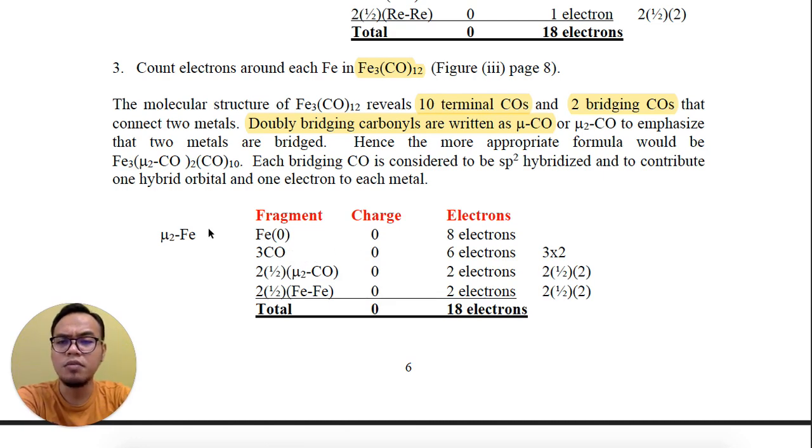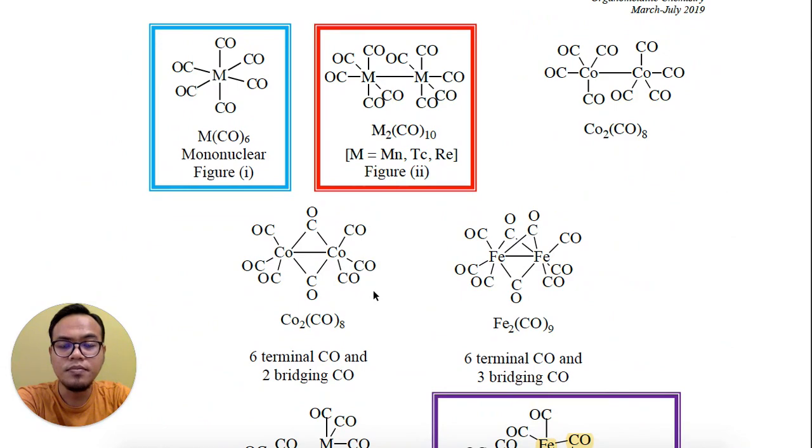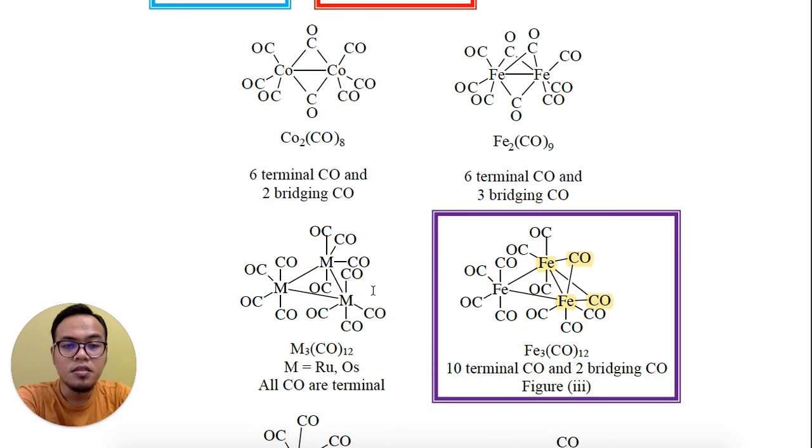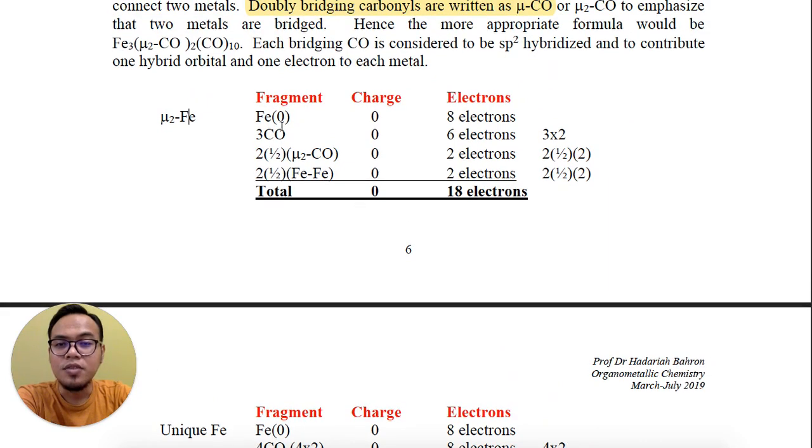So why 3 CO? Now remember, we are actually calculating the EAN for this bridging iron. So why is it 3? Now let us look at this figure again. Okay. So for this iron, this bridging iron, we have 1 bridging ligand, but we have 3 terminal ligands. So that's why we put it as 3 times 2. Okay. So 3 carbonyl ligands. So it is 6 electrons.